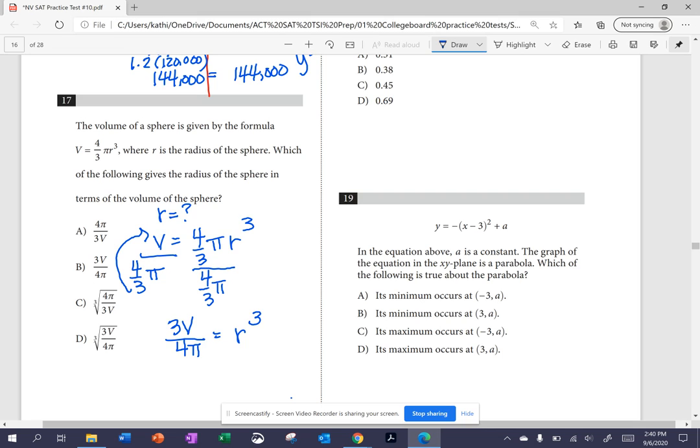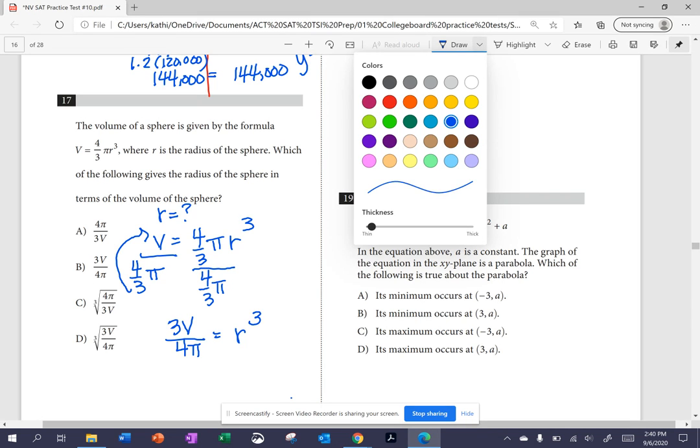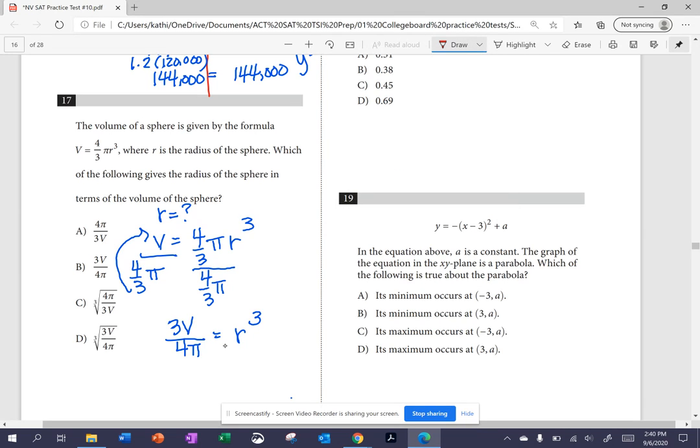So I want to undo the cubing. To undo the cubing, I'm going to take the cube root. Whatever I do to one side, I have to do to the other side to keep my equation equal. So r equals the cube root of 3v divided by 4 pi, which is answer choice D.